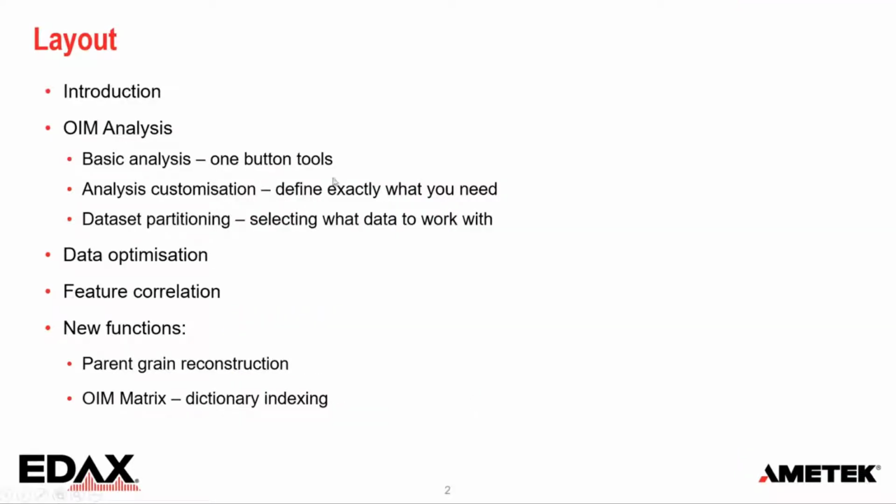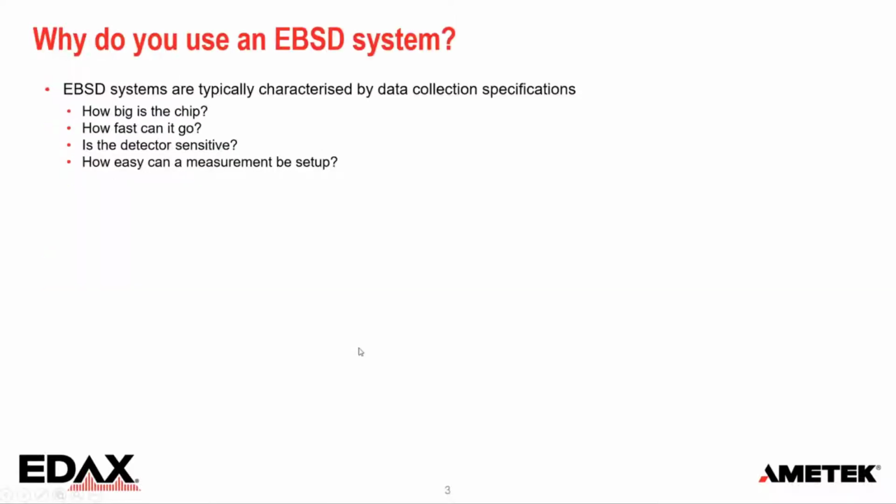So I have a quick introduction, then I will explain how OIM Analysis works if you've never seen that before. A few words on data optimization. So how can you really improve your data, feature correlations, some new features, and finally, some big new functions that we have recently introduced in OIM Analysis 8.6. That is parent grain reconstruction, going to high temperature microstructures, and also OIM Matrix, where we talk about dictionary indexing, dynamic simulations of EBSD patterns.